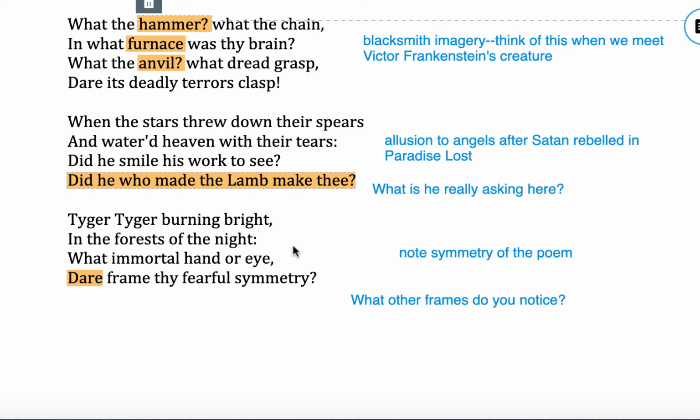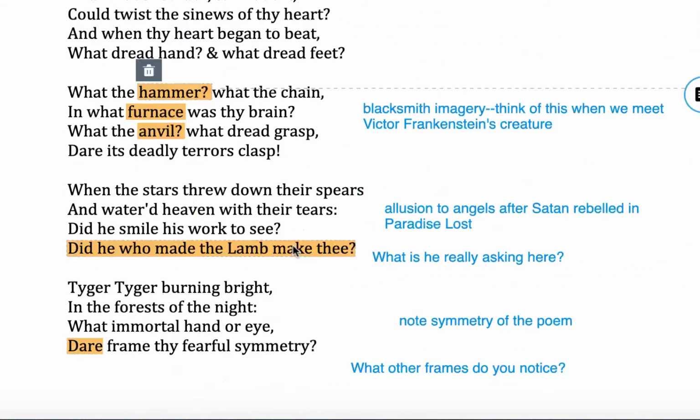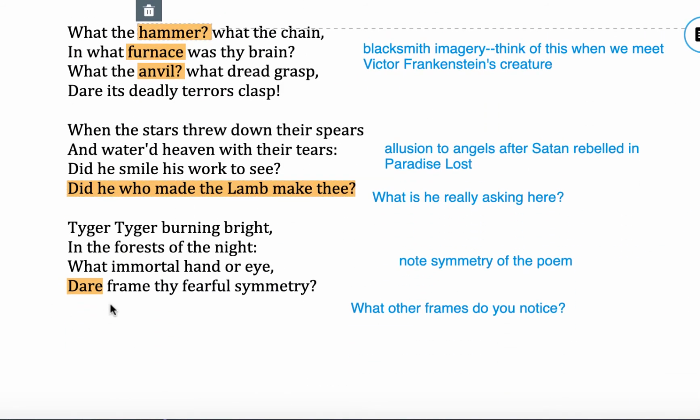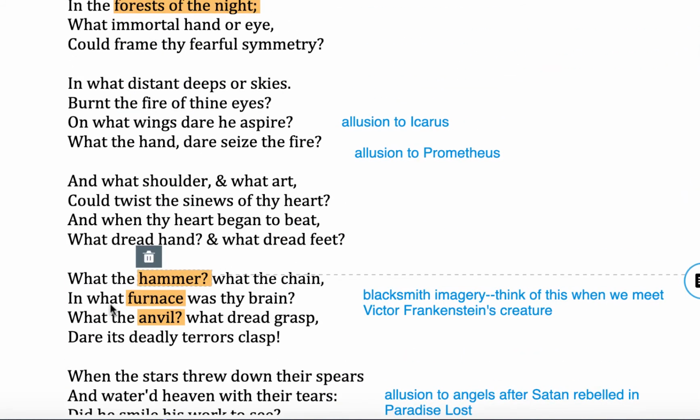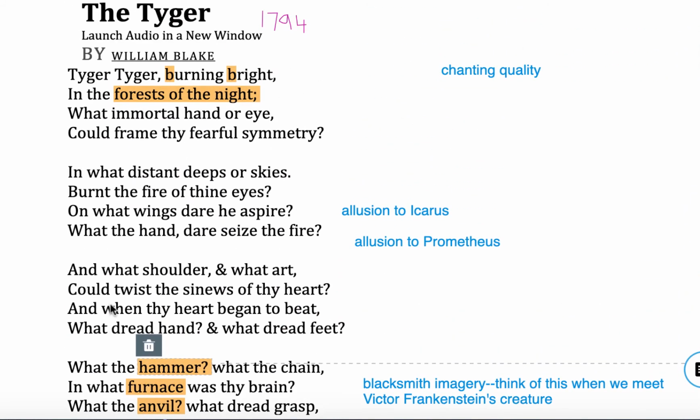The only difference between the last stanza and the first stanza is this word I've highlighted right here, "dare." So in the first stanza, it asks, who could frame thy fearful symmetry? In other words, who could create this awesome, amazing, terrifying tiger? Who could do it? Who is capable, right? Could means, are you able to? Are you capable of it? So what kind of God or what kind of creator could do that?